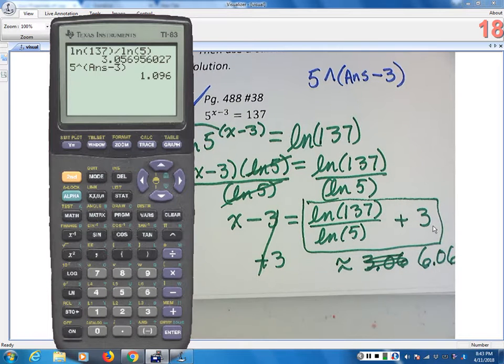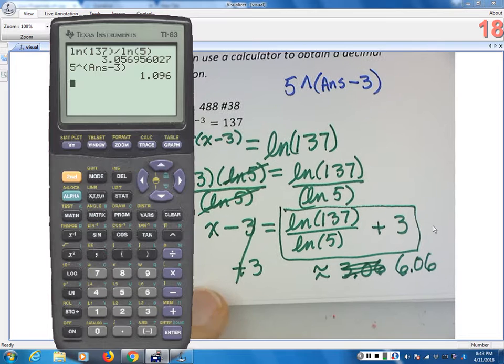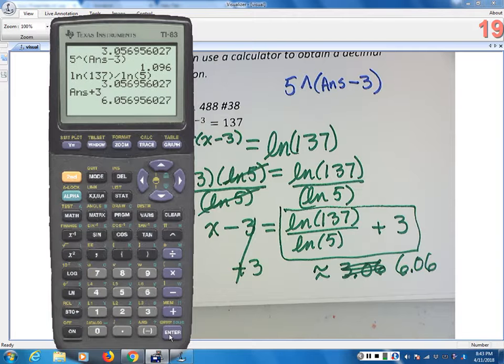Okay. So, that's the problem. All right, so I'm going to recall my last entry to get back when I divided those and hit enter, and then I need to add 3. Now I do 5 to the parentheses second answer minus 3, 137.